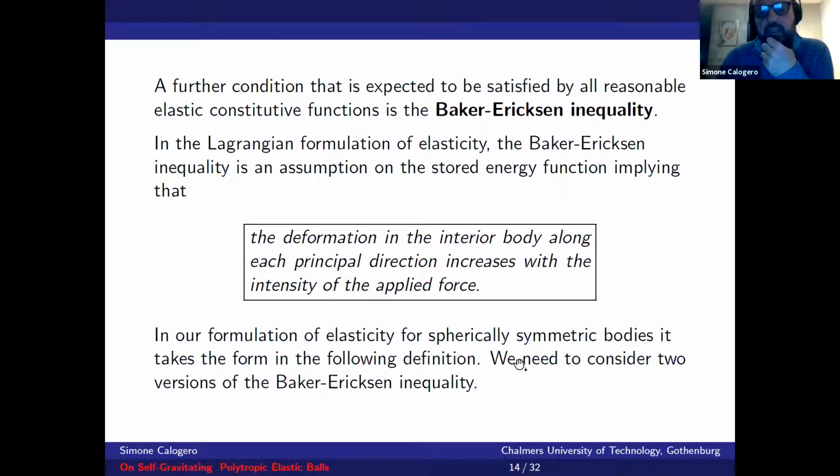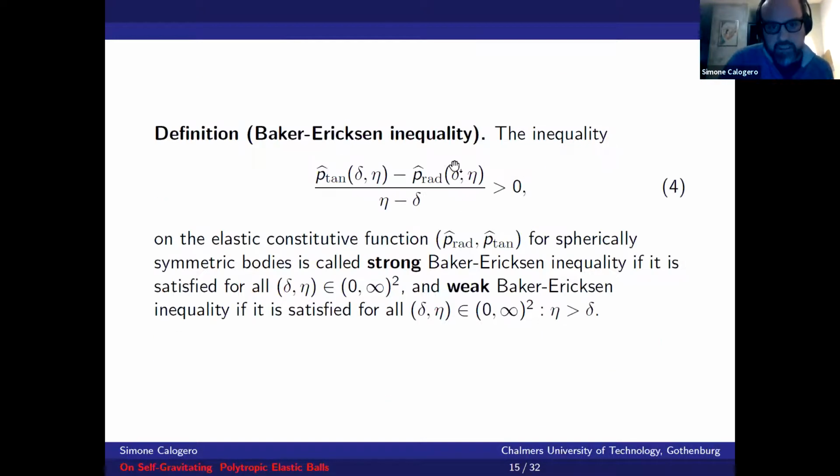And actually, it's convenient for me to consider two versions of this inequality. So the inequality is the one that you see here. The tangential pressure, a function of delta and eta, minus the radial pressure, a function of delta and eta, divided by eta minus delta, should be positive. If it is positive for all delta and eta positive, I call this the strong Bacher-Erichsen inequality. While if it's positive at least only for eta greater than delta, then I call it the weak Bacher-Erichsen inequality.